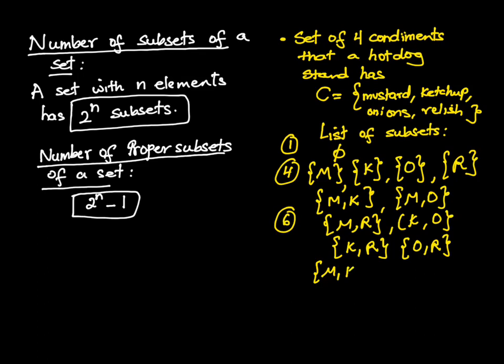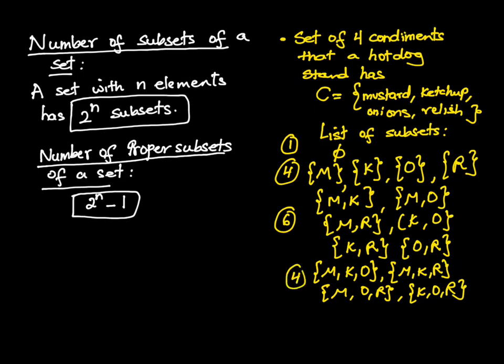Now I'm going to put 3 of them. Mustard, ketchup, and onions. Mustard, ketchup, and relish. Then mustard, onions, and relish. And then ketchup, onions, and relish. These are 4. And the last one will have all the toppings: mustard, ketchup, onions, and relish.